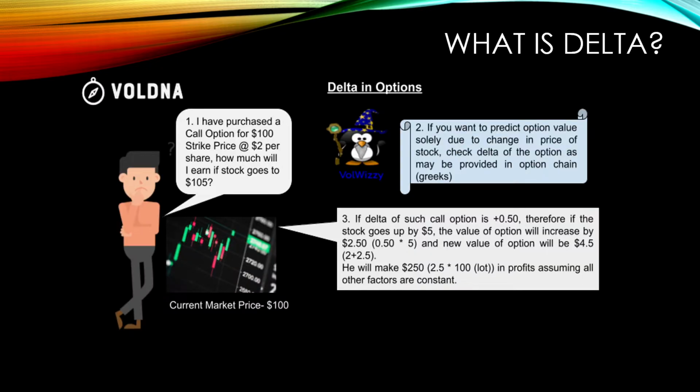So this is just a pictorial example of what we have discussed earlier. I purchased a call option of $100 strike price at $2 per share. How much will I earn if the stock goes to $105? Now all of you might calculate.